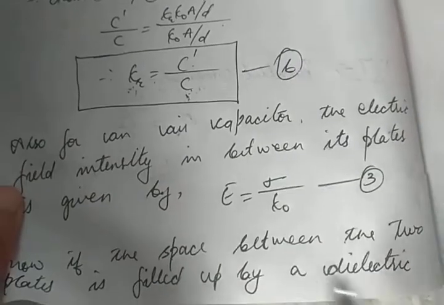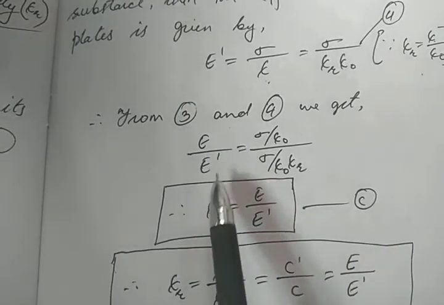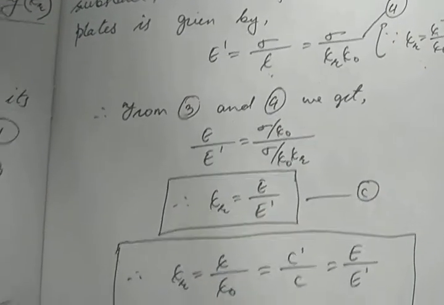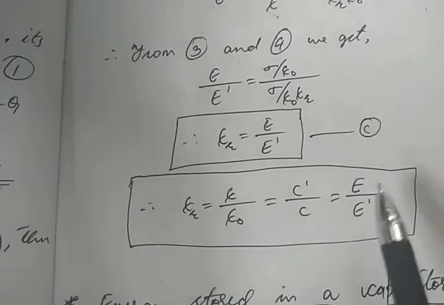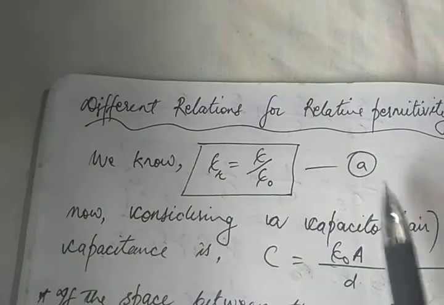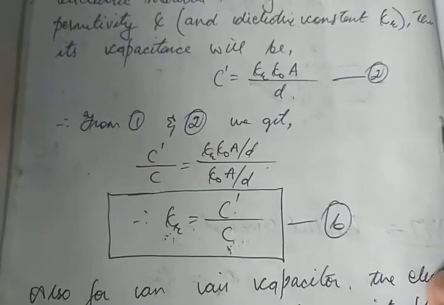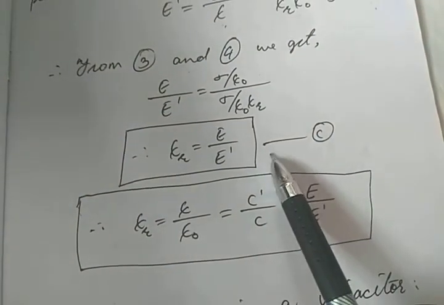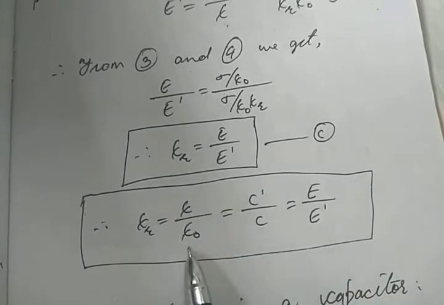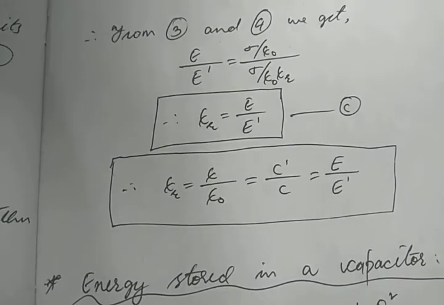So from equations 3 and 4, we get E by E dash is equal to sigma, this. Check the mathematics itself. From where we get epsilon r is E by E dash. All right, so I'm naming this my equation A, the first equation for relative permittivity. This is my equation A, this is my equation B, and this is my equation C. So from A, B, and C, we get epsilon r is epsilon by epsilon naught, which is equal to C dash by C, which is equal to E by E dash. All right, remember this relation.